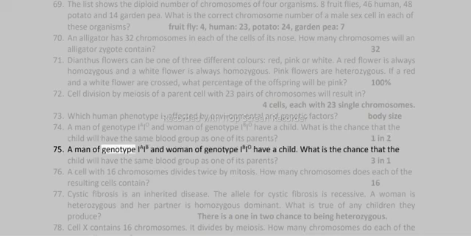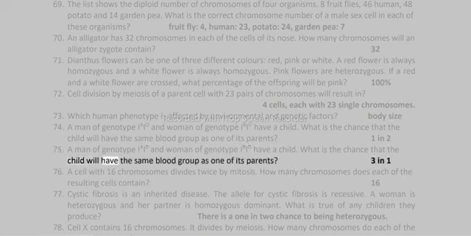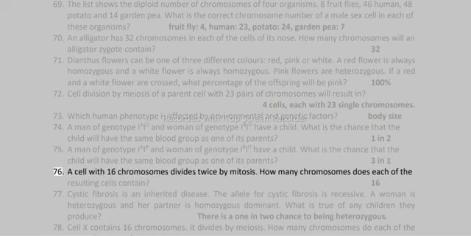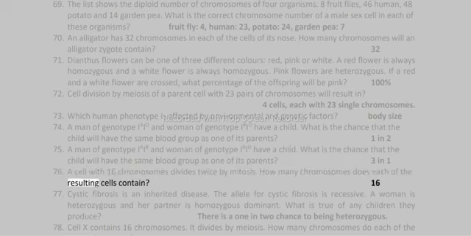75. A man of genotype IA IB and woman of genotype IB IO have a child. What is the chance that the child will have the same blood group as one of its parents? 3 in 1. 76. A cell with 16 chromosomes divides twice by mitosis. How many chromosomes does each of the resulting cells contain?